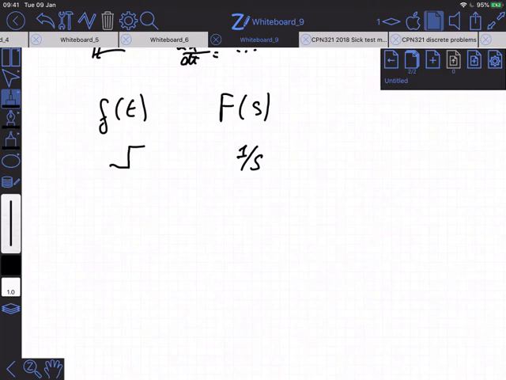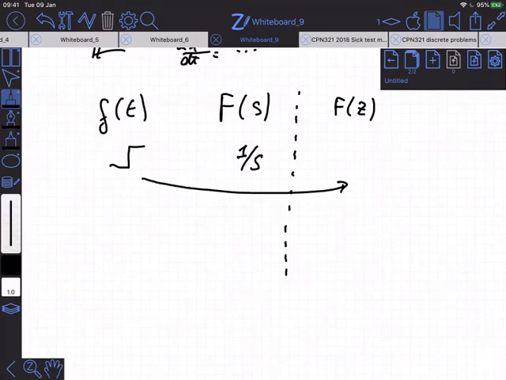Now, if you're the kind of person who likes making drawings on the handout, I would like you to draw a line that separates the continuous domain from the discrete domain on your table, because this table only goes one way. So you could very easily say, okay, if I Laplace this, I get that. If I inverse Laplace this, I get that, when we were doing continuous stuff.